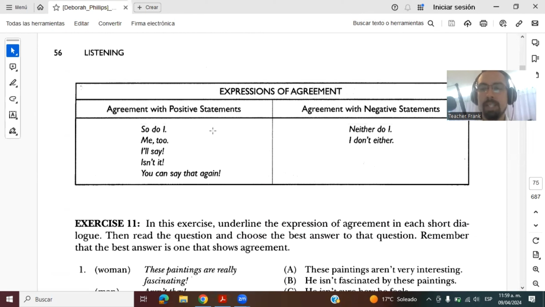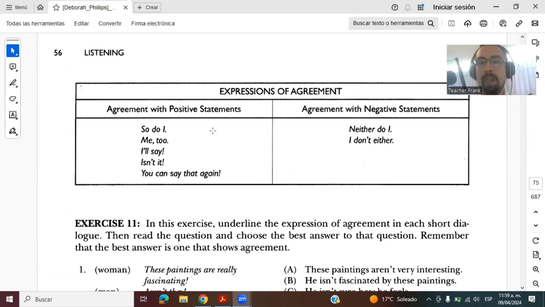When a person says something affirmative and you agree, you have different ways to say it. You can say, so do I, for example, which is a variation of I do too, right? And there's a whole grammar topic on so do I, I do too, I don't either, neither do I, right? These are actually taught together many times, or you have probably seen them in your English classes. Neither do I, for example, is agreeing with negative statements, but you can also use I don't either.